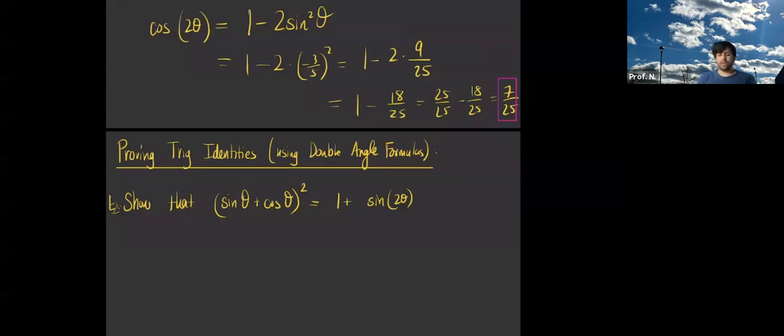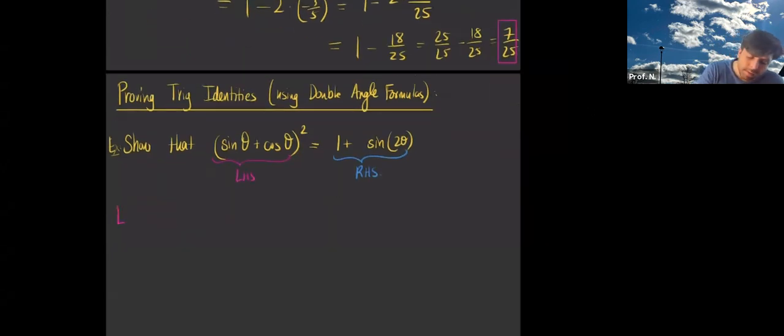Remember, we started with proving identities. How do we prove identities? Left-hand side, make sure that equals the right-hand side. So what is the left-hand side? The left-hand side is sine theta plus cosine theta squared. I need to square them. So I need to multiply sine theta plus cosine theta with sine theta plus cosine theta.